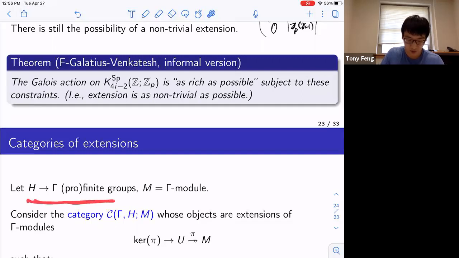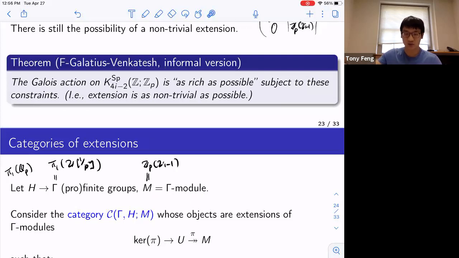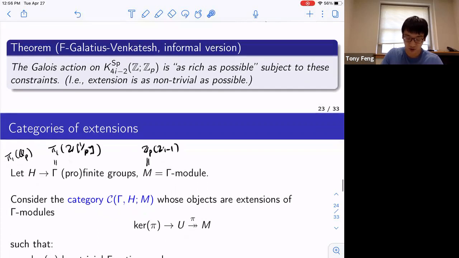So the setup is we contemplate a profinite group gamma. In our minds, this is pi1 of Z[1/p]. And then some map from H. This is maybe a little bit harder to motivate, but it'll end up being Spec Q_p, pi1 of Q_p in the situation of interest. And then a gamma module M, which will be Z_p(2i-1) in the example of interest. And we contemplate the category of all possible extensions of M as a gamma module by a trivial kernel.